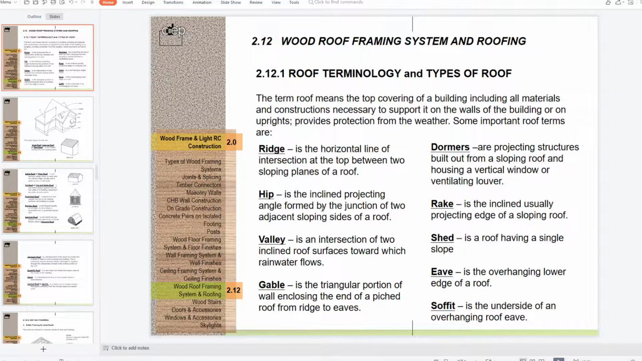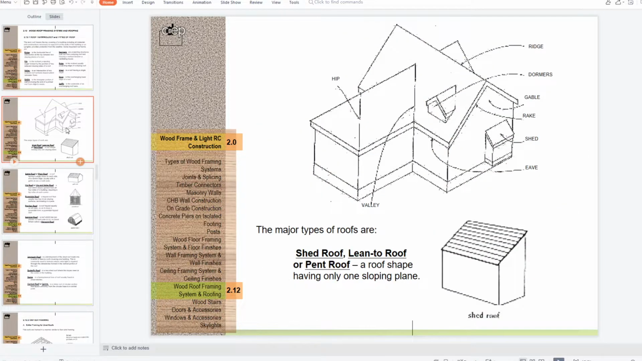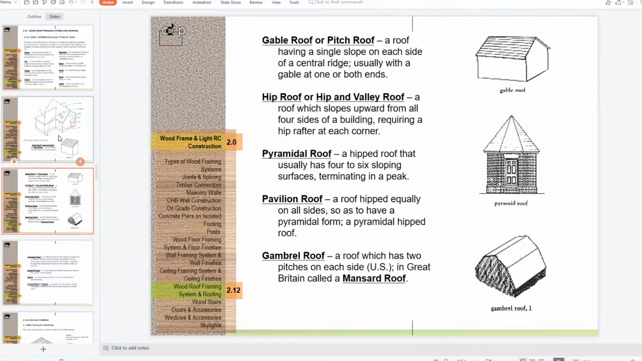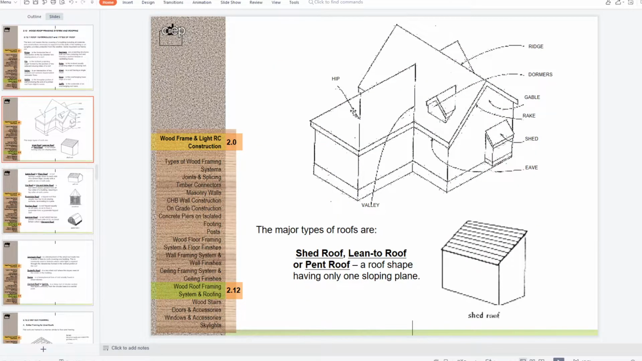So ang roofing terminologies naton. So first ang ridge. So it is the horizontal line of intersection at top between two sloping planes of a roof. So amo siya ang ridge sa babaw ni. Then next is hip. So is the inclined projecting angle formed by the junction of two adjacent sloping sides of roof. So amo siya ang hip.